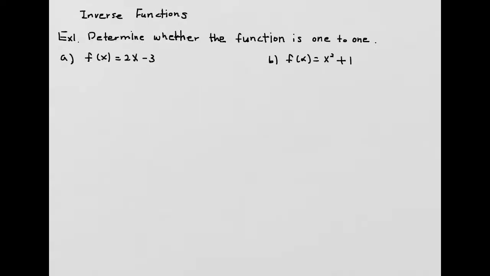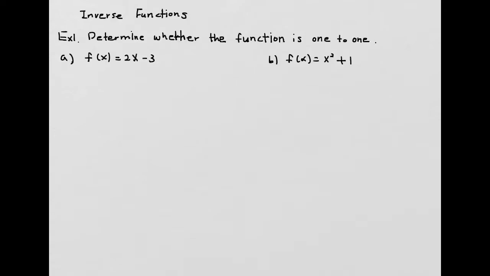Today we're going to go over inverse functions. Example 1, we're going to determine whether the function is one-to-one first. Only one-to-one functions have inverse functions. So this is one of the first steps that you have to check before finding inverse functions. So let's see if we can tell if a given function is one-to-one.